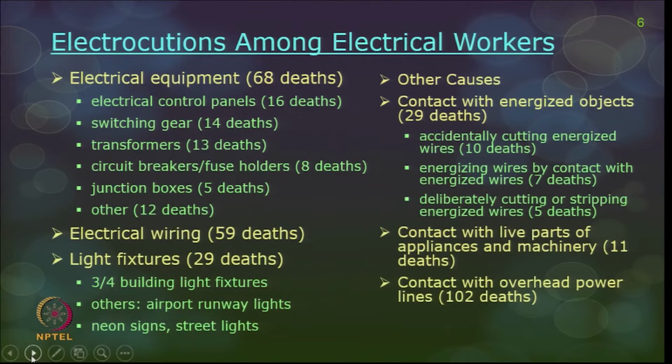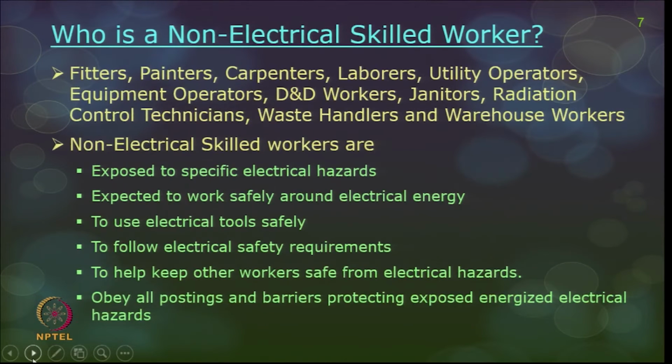Now, a little more detailed statistics on electrocution among electrical workers. Electrical equipment, 68 deaths. If you see the inner distribution: electrical control panels, switching gear, transformers, circuit breakers, junction boxes and others. Electrical wiring, 59 deaths. Light fixtures, 29 deaths, 3/4 for building light fixtures, others for airport runway lights, neon lights, street lights and so on. Other causes are primarily contact with energized objects, contact with live parts of appliances and machinery, and contact with overhead power lines. These are the major causes of electrocution among electrical workers.